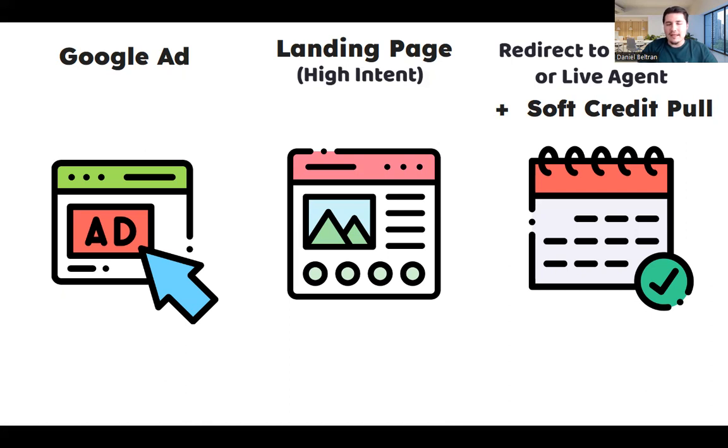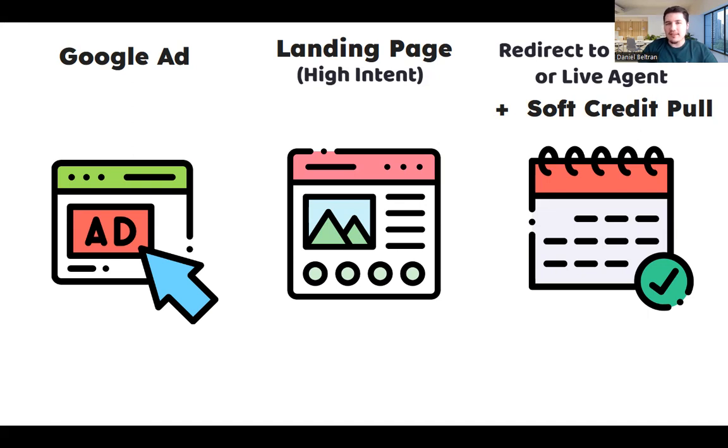Then the third step is to either send them to a live agent or have them directly scheduled into a calendar. Something that we like to do a lot, especially for our remodeling clients, is we do soft credit pulls with all of the leads that come in from the website. A lot of people we talk to are not eligible, or they just don't even have financing right now, but they're leaving so much money on the table.